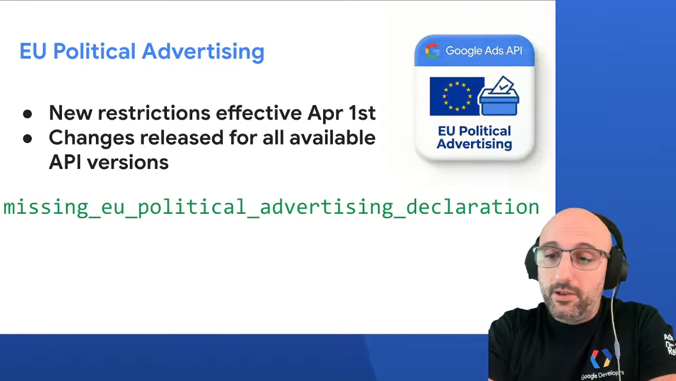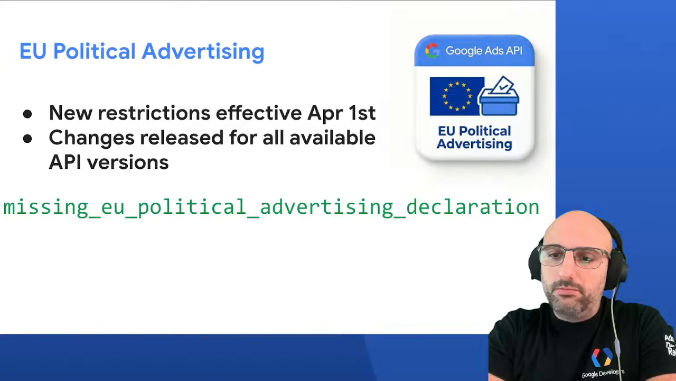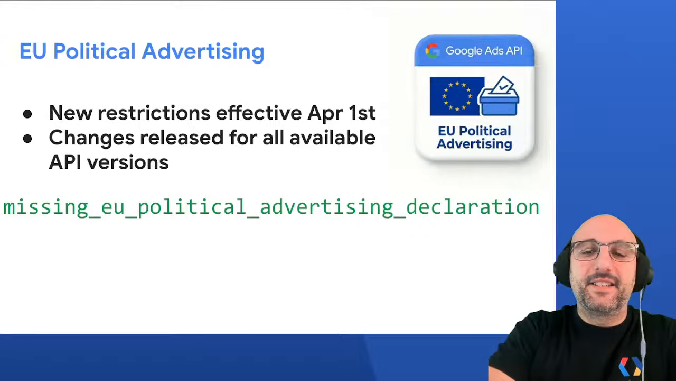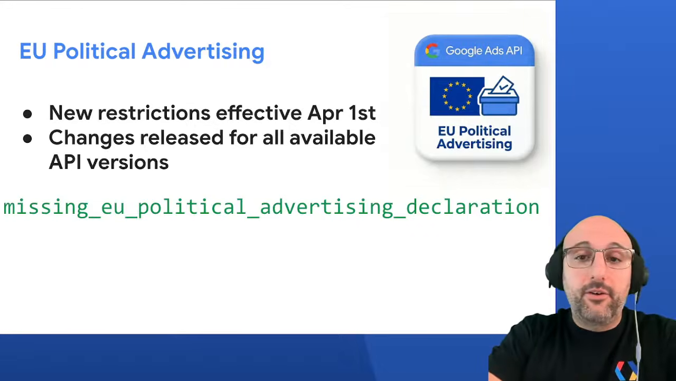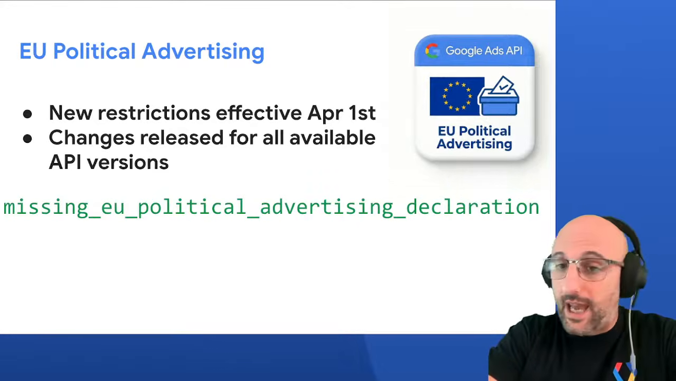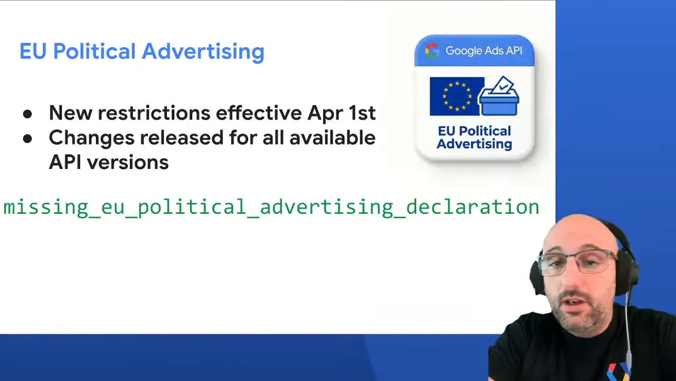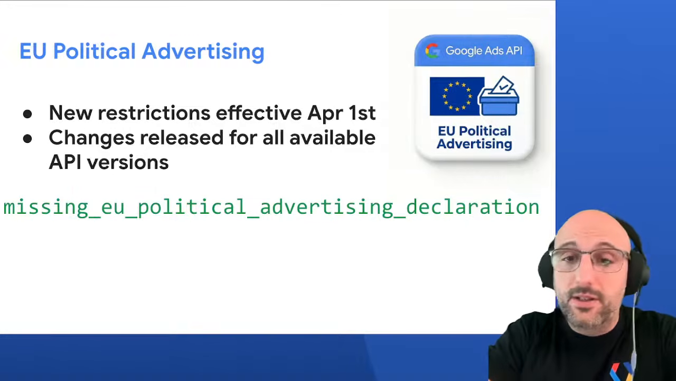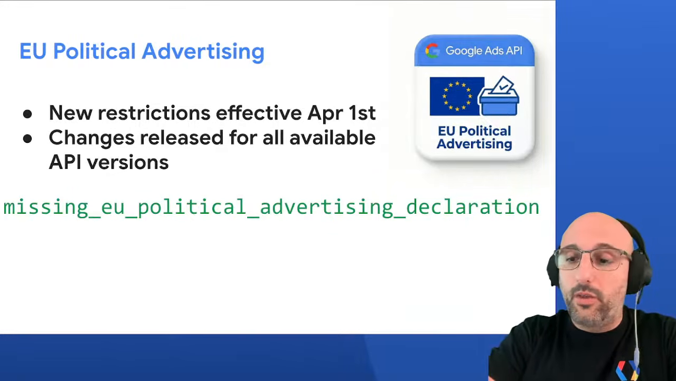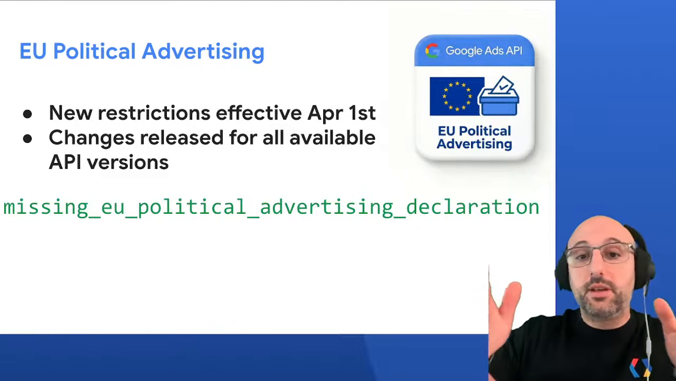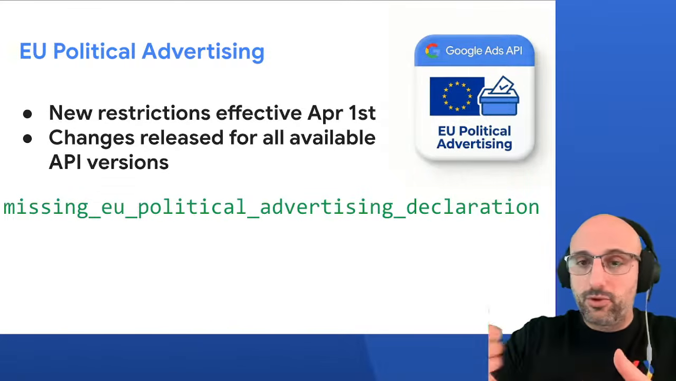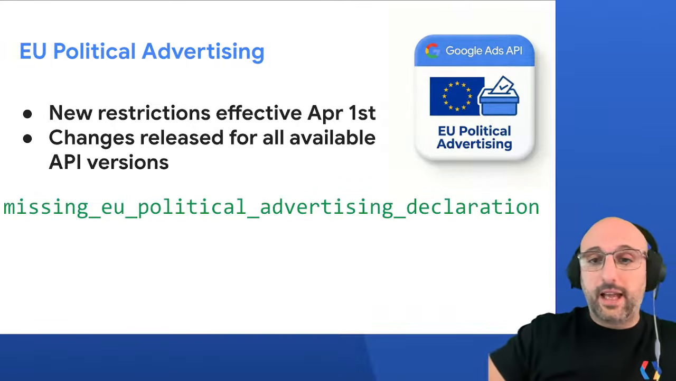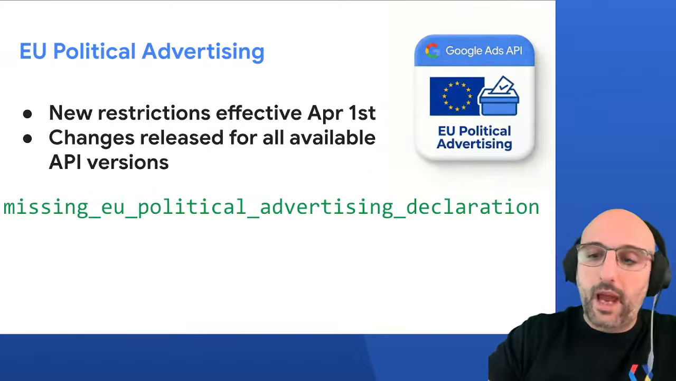There is also a field, I don't have it in my notes, but there's a field in the customer that says whether or not you are declaring the EU political advertising flag on all of your campaigns or some of them are missing. And there's a flag which is called missing EU political advertising declaration in your campaigns. So you can query with a GAQL query all of your campaigns with the missing EU political advertising declaration flag set to true. And you would know that for all of those campaigns, you will need to set the declaration flag to prevent errors from happening.